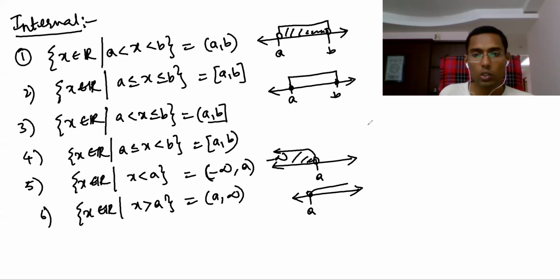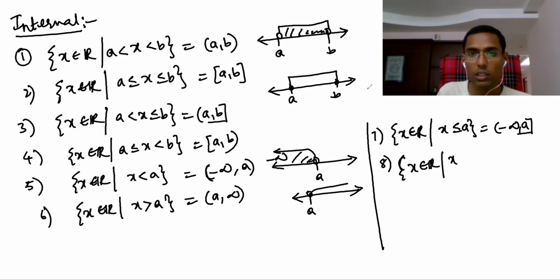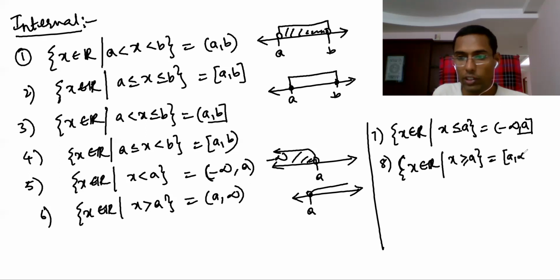Sixth: x is a real number such that x is less than or equal to a. That means minus infinity to a, closed. See, equal to a means a is included. Next, x is a real number such that x is greater than or equal to a. That means closed a to infinity. So these are the intervals that you have to learn.